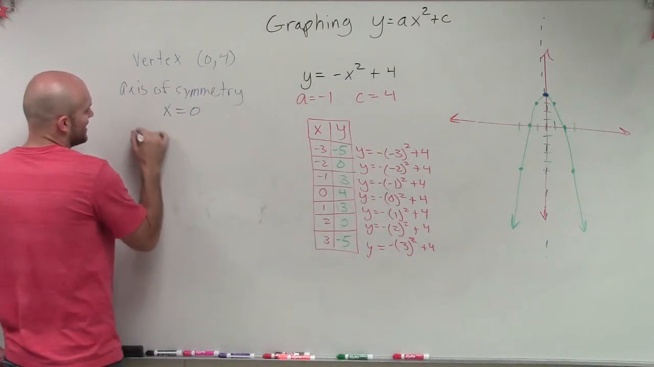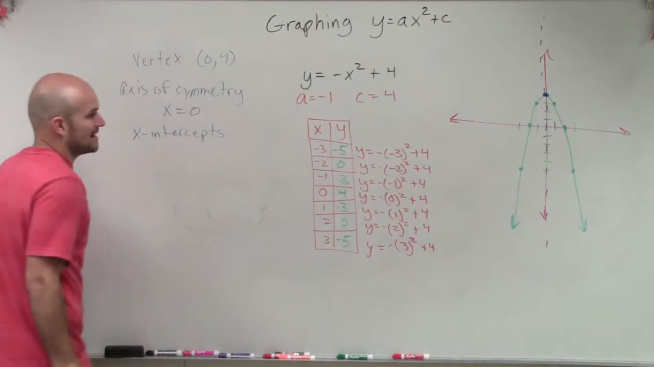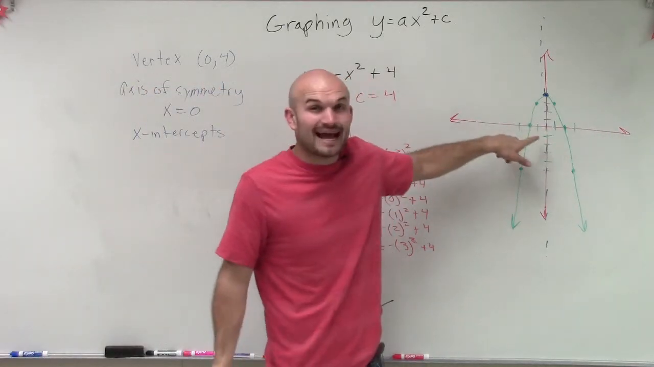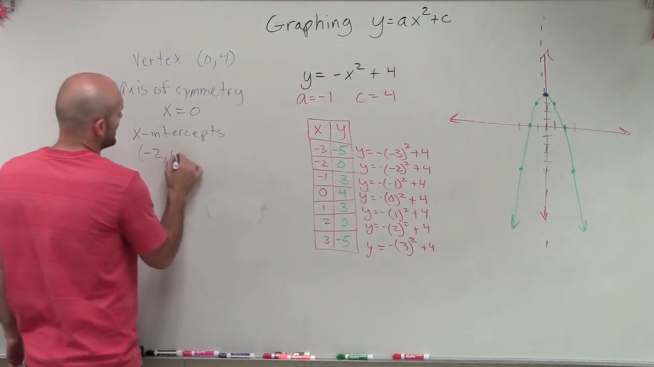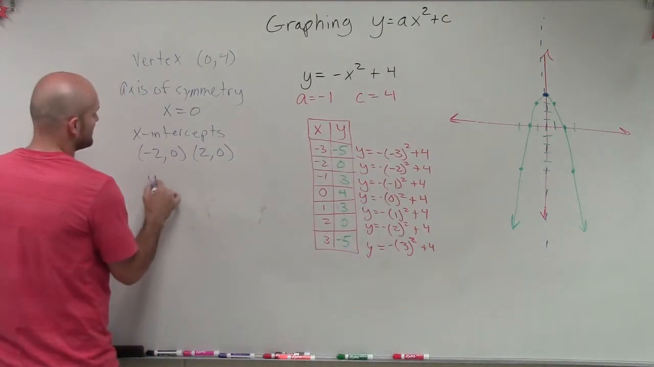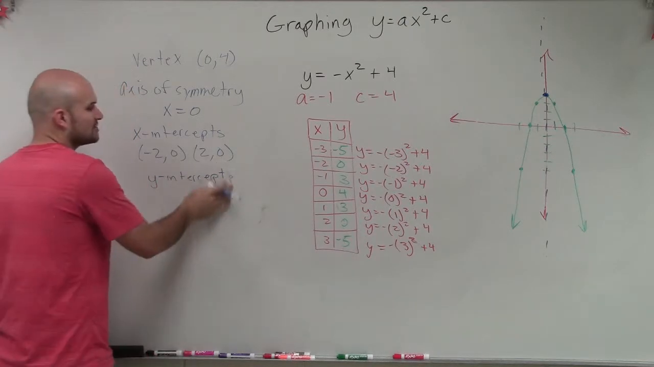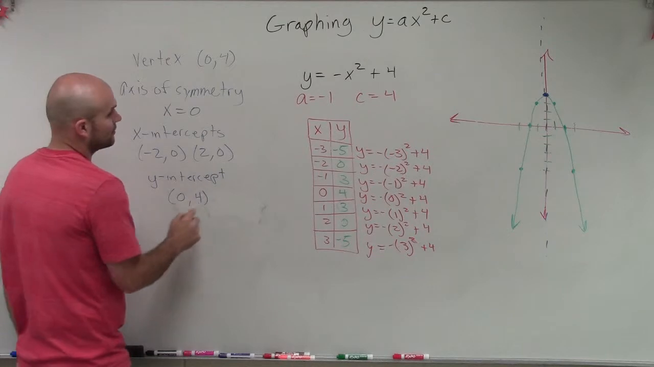If you look, we have x-intercepts. And what we have is two intercepts, right? This graph crosses at two different points. It crosses at -2, 0 and at 2, 0. So we're going to label those two points, -2, 0 and 2, 0. And then let's look at the y-intercept. There's only one, and that occurs at the point 0, 4.